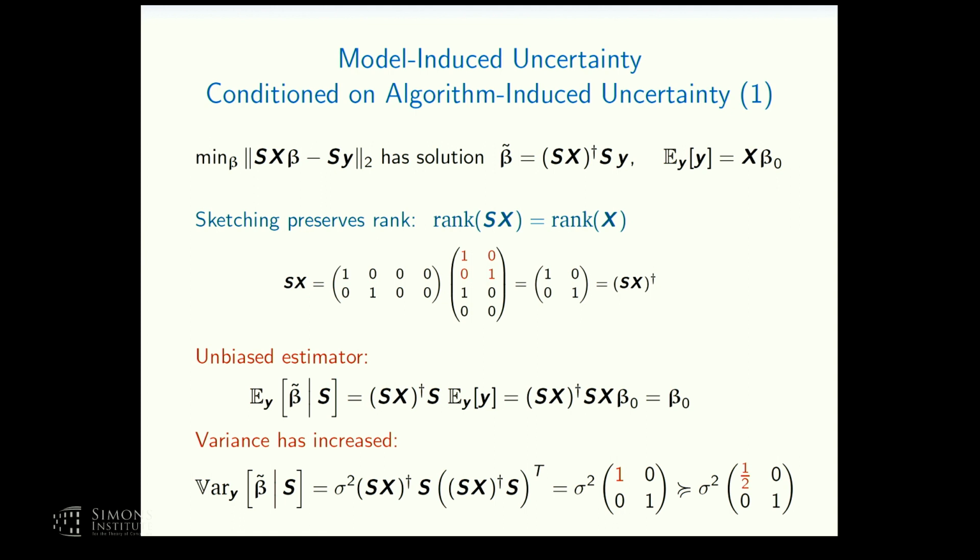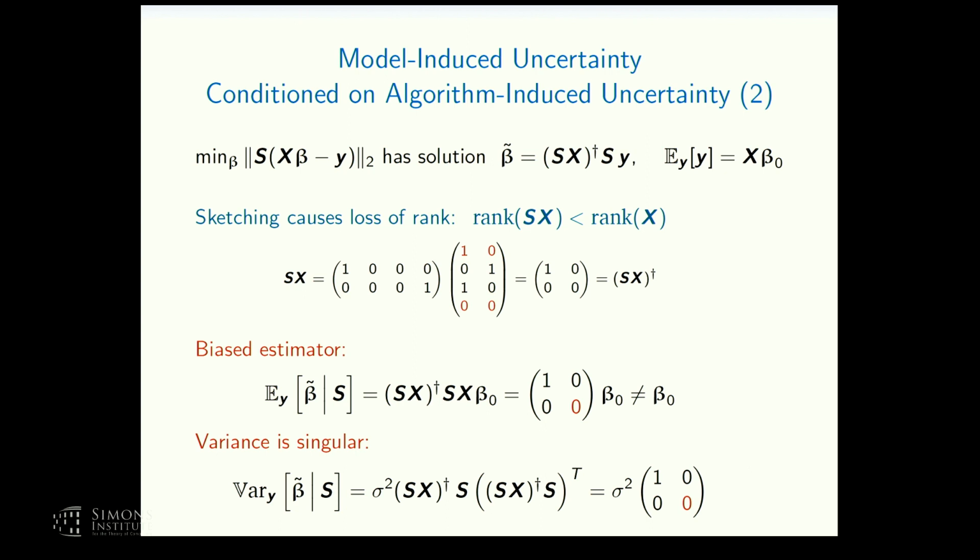And we can also figure out the variance. Again, this is the formula for the variance. Everything inside is the identity, so that's what we get. So if you now look at the variance of this solution from the perturbed problem, you see it has increased with regard to the Löwner partial order. So in this case, the variance has increased.